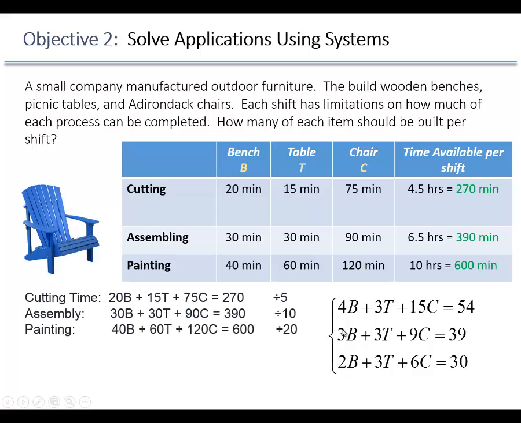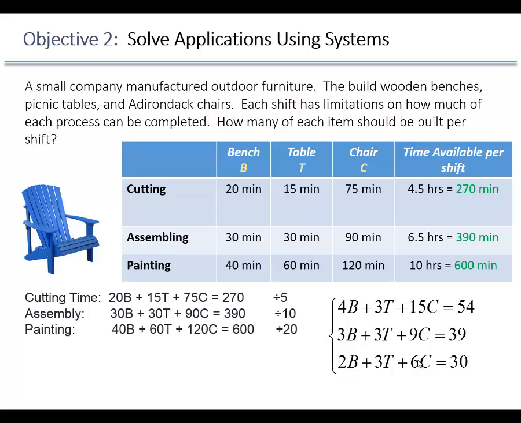And if we do that, divide the top row by 5, we get 4B plus 3T plus 15C equals 54. Divide the middle row all by 10, and the bottom row all by 20, and we get those new values. Now, of course, then you have a system to solve, and you can use the techniques that we've developed to do that. I won't go through the process of solving. That would be one long, boring video.